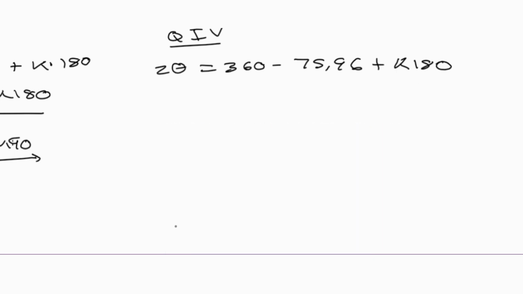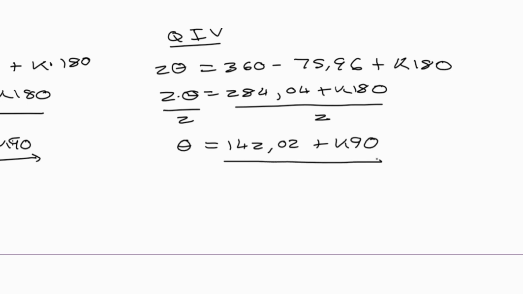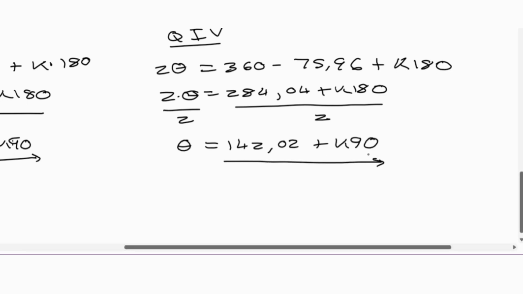Okay, I hope you said 180. So that's 360 minus 75.96, and then that's going to be equal to 284.04 plus K 180. But now again, this 2 is obsessed with this theta. We need to divide it out. So let's divide by 2 on both sides. Divide by 2, so that theta is equal to 142.02 plus K 90. Not so bad, was it? Okay.